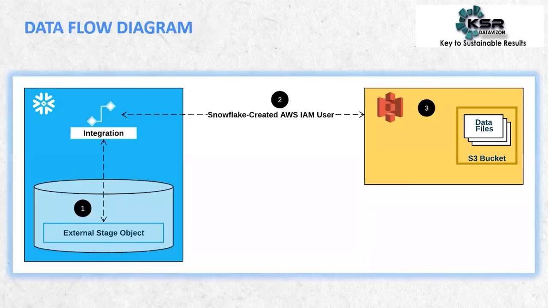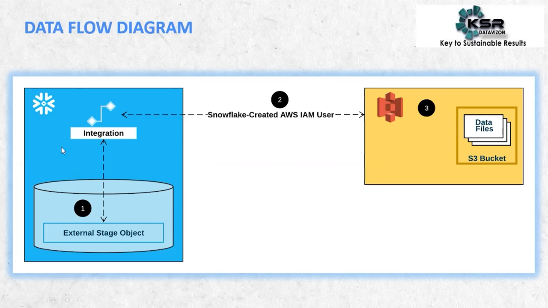So this is the data flow diagram we're going to follow today. As per the objective, we're going to have an S3 bucket on the right hand side with some files in it, and our requirement is to read these files on the fly and make sure the data is available in my Snowflake environment. To support this process, we are going to create AWS roles and policies to make sure authentication is set up properly and only the required permissions are provided on the AWS side.